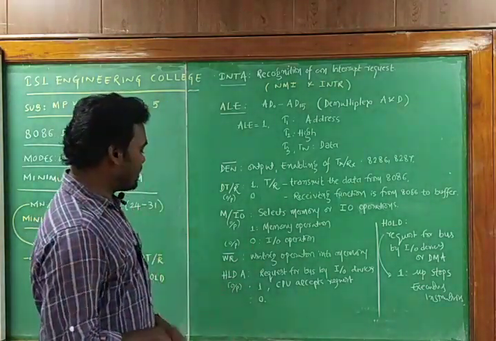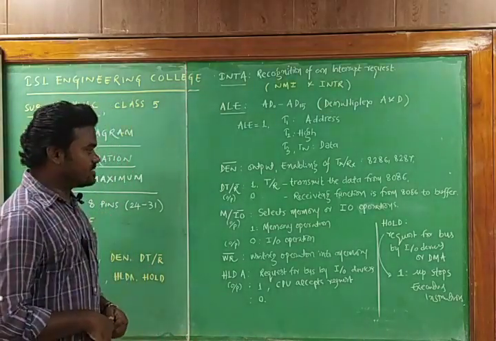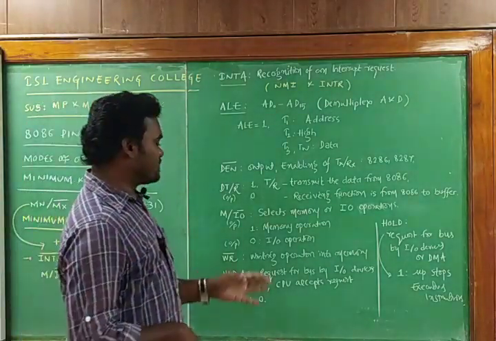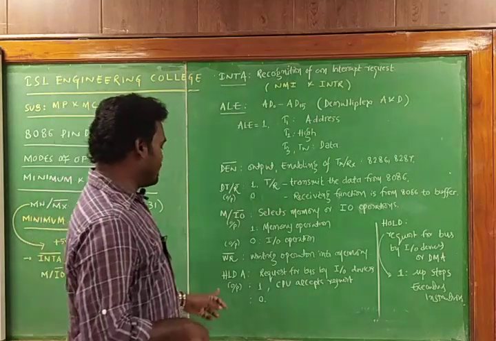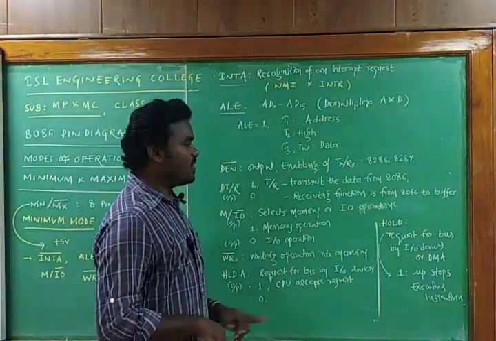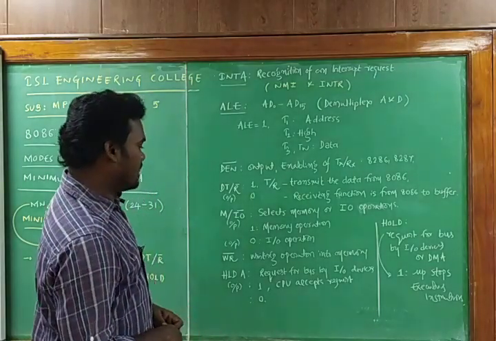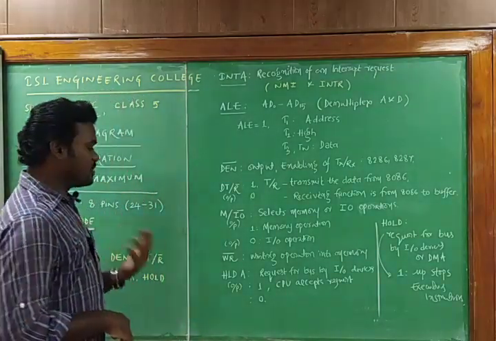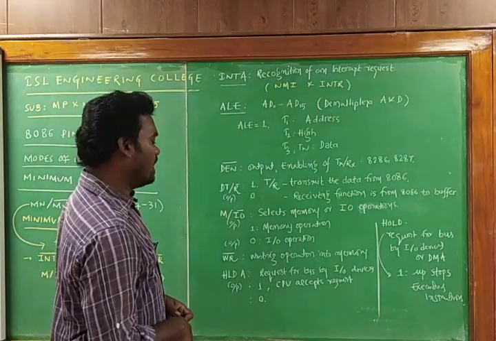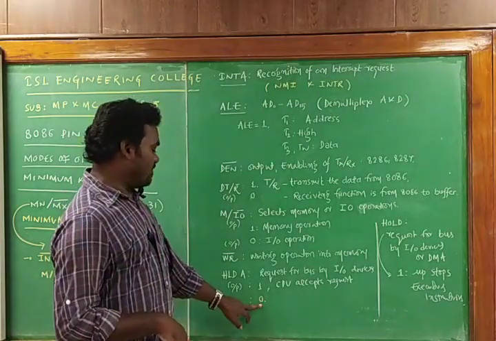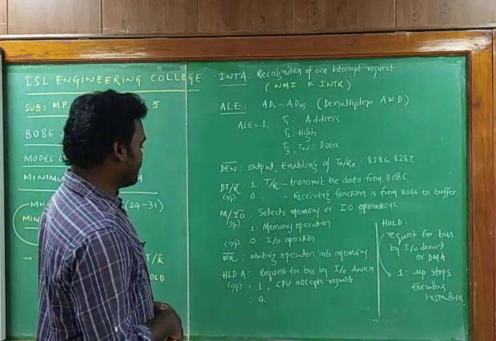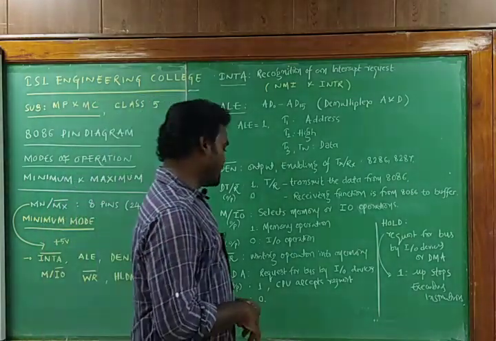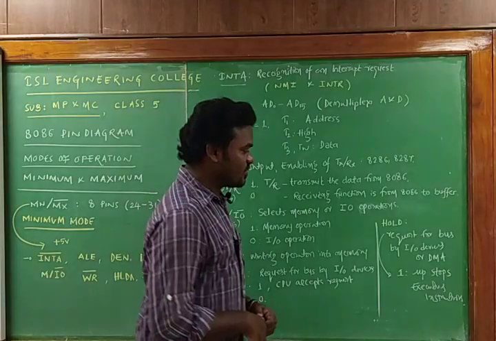Coming to the next one, hold acknowledge, HLDA. It responds to a request for the bus by the input output devices. Whenever the signal is 1, the CPU accepts that request and shares the system bus with the input output devices. Whenever it is 0, the CPU does not accept that request, so it won't share the system bus with the input output devices.